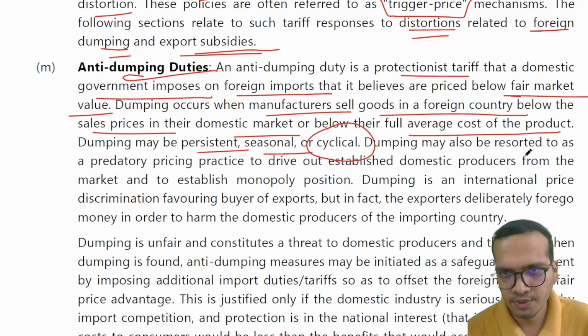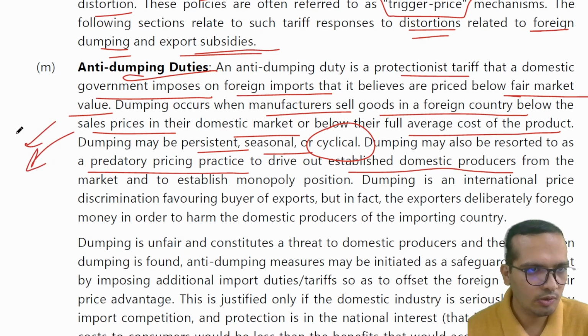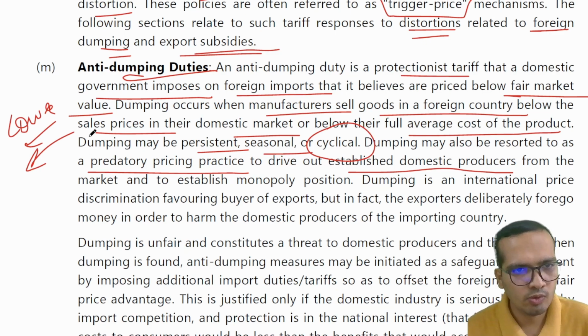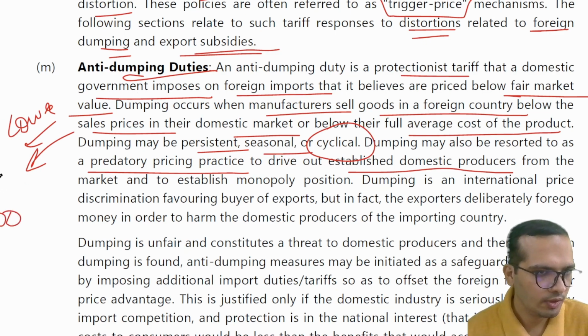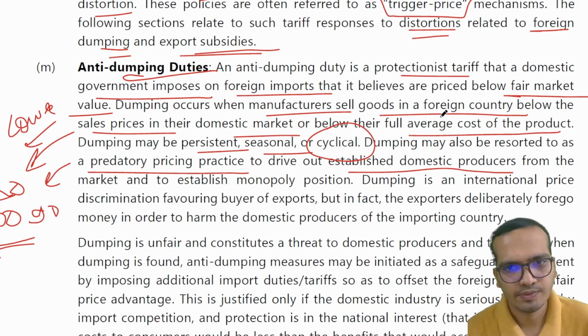Dumping also be resorted as a predatory pricing practice to drive out एस्टेब्लिश डोमेस्टिक प्रोडक्ट, मतलब लोअर प्राइस में देना है, लोअर प्राइस, ताकि जो एग्जिस्टिंग लोकल प्लेयर्स हैं, कंप्टीटर्स हैं, वो कंपटीशन के बाहर हो जाए. मान लो गुड्स का एक्चुअल कॉस्ट है 100 रुपीज़, प्राइसिंग है 120, तो कोई फॉरेन कंट्री आके उसको 90 में बेच रहा है, तो लोकल कंट्रीज़ को वो फिजिबल नहीं है, तो वो प्रोडक्शन करना बंद करेंगे और कंपटीशन के बाहर हो जाएंगे from the market and to establish a monopoly position.